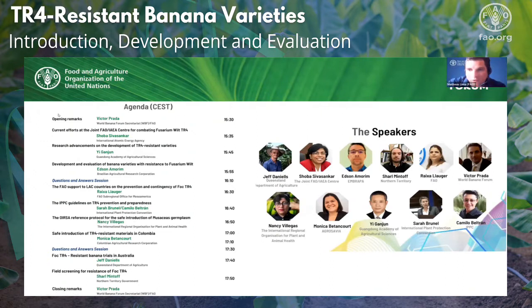Thank you very much, Victor. As you see, we have a distinguished panel of panelists today. We will start with the presentation of Mrs. Shoba Sivasankar from the International Atomic Energy Agency. She will present the current efforts at the joint FAO-IAEA Center for Combating Fusarium Wilt TR4. Then we're going to have a presentation from Dr. Wei Guanjun from the Guangdong Academy of Agricultural Sciences, where he will present the research advancements on the developments of TR4 and long shelf life banana varieties. Then we will have a presentation from Embrapa. Dr. Edson Amorim will present the development and evaluation of banana varieties with resistance to fusarium wilt.